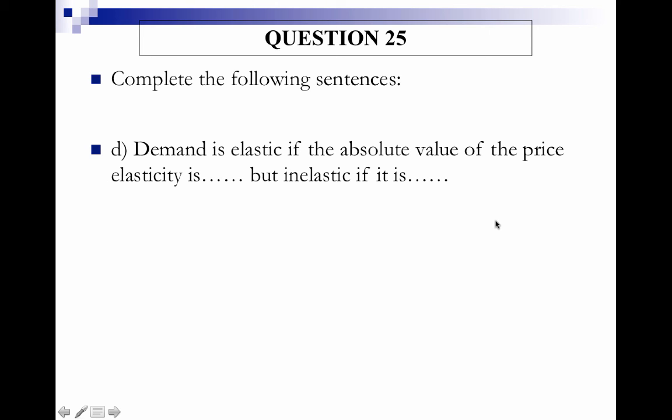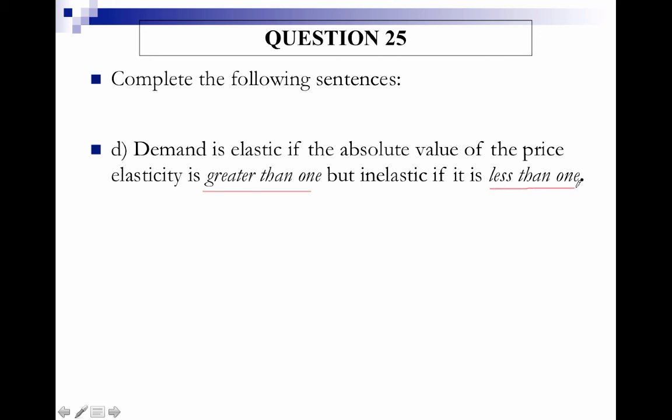Demand is elastic if the absolute value of the price elasticity is blank, but inelastic if it is blank. So it's elastic if the absolute value of the price elasticity is greater than 1, but inelastic if it is less than 1. If it is exactly 1, we say that demand is unit elastic. If it's 0, it's perfectly inelastic. And if it's equal to infinity, we say that it's perfectly elastic.